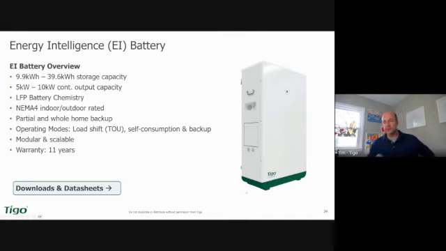But you can configure these cabinets in a 1, a 2, or a 4 cabinet configuration. So that's basically going to give you 10, 20, or 40 kilowatt hours of storage that you can do right there. This is LFP, lithium iron phosphate. It's just a more stable battery chemistry. These are NEMA 4, so you can put these batteries indoors or outdoors. They have an operating range down to about 13 degrees.